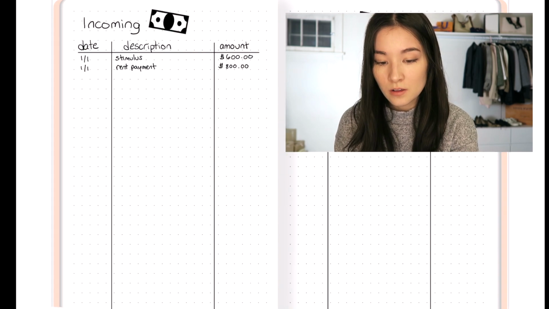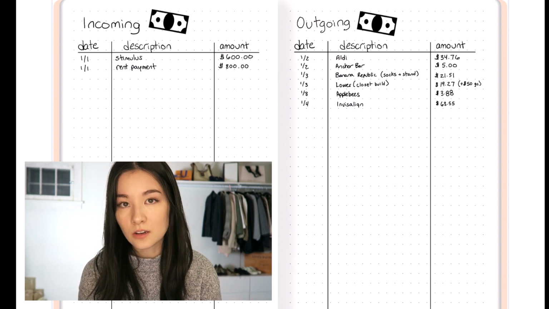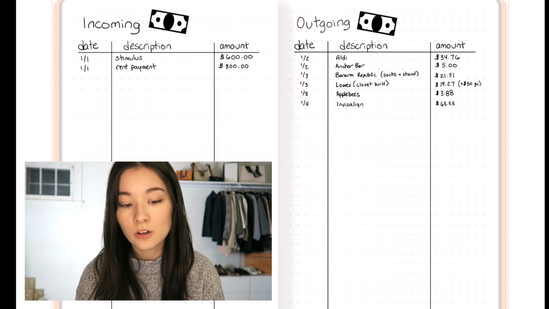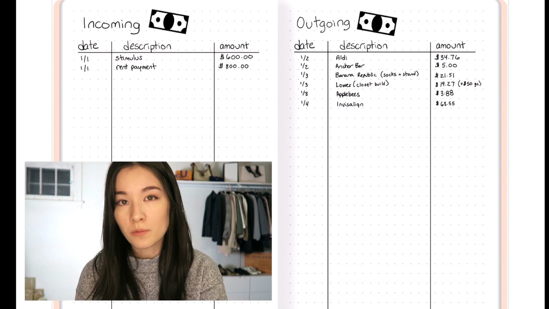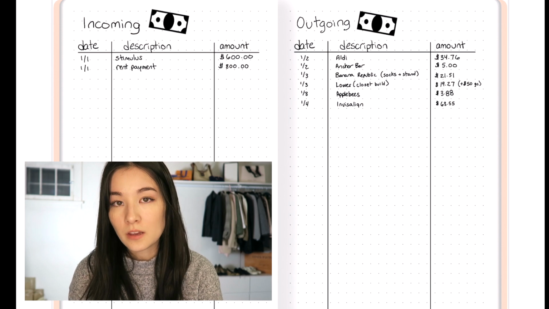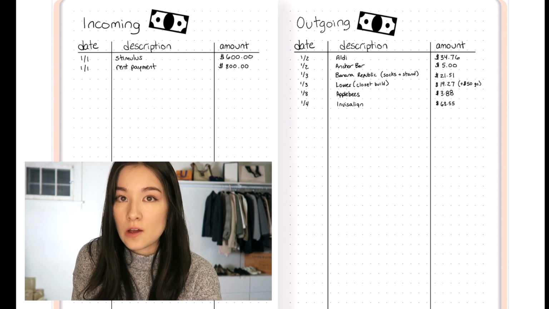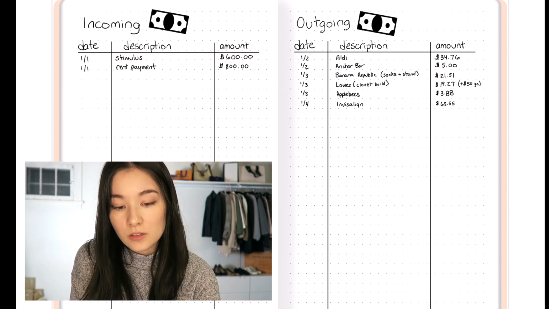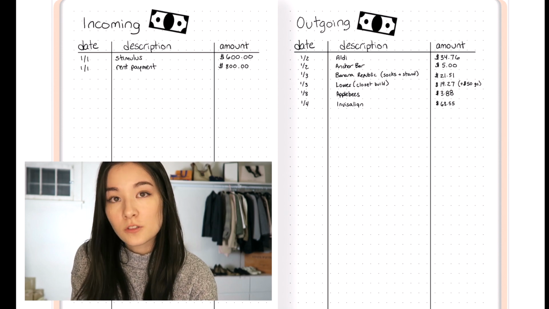Okay, so then the next page, this is my favorite page. This is the incoming and outgoing part of my planner. So for the incoming, it's pretty straightforward. When money comes in and hits my account, I will put it in my incoming. And when it leaves my account, when I pay for something or spend money on anything, it'll go in the outgoing. So for incoming, you can see I got my stimulus payment and a rent payment first of the month.